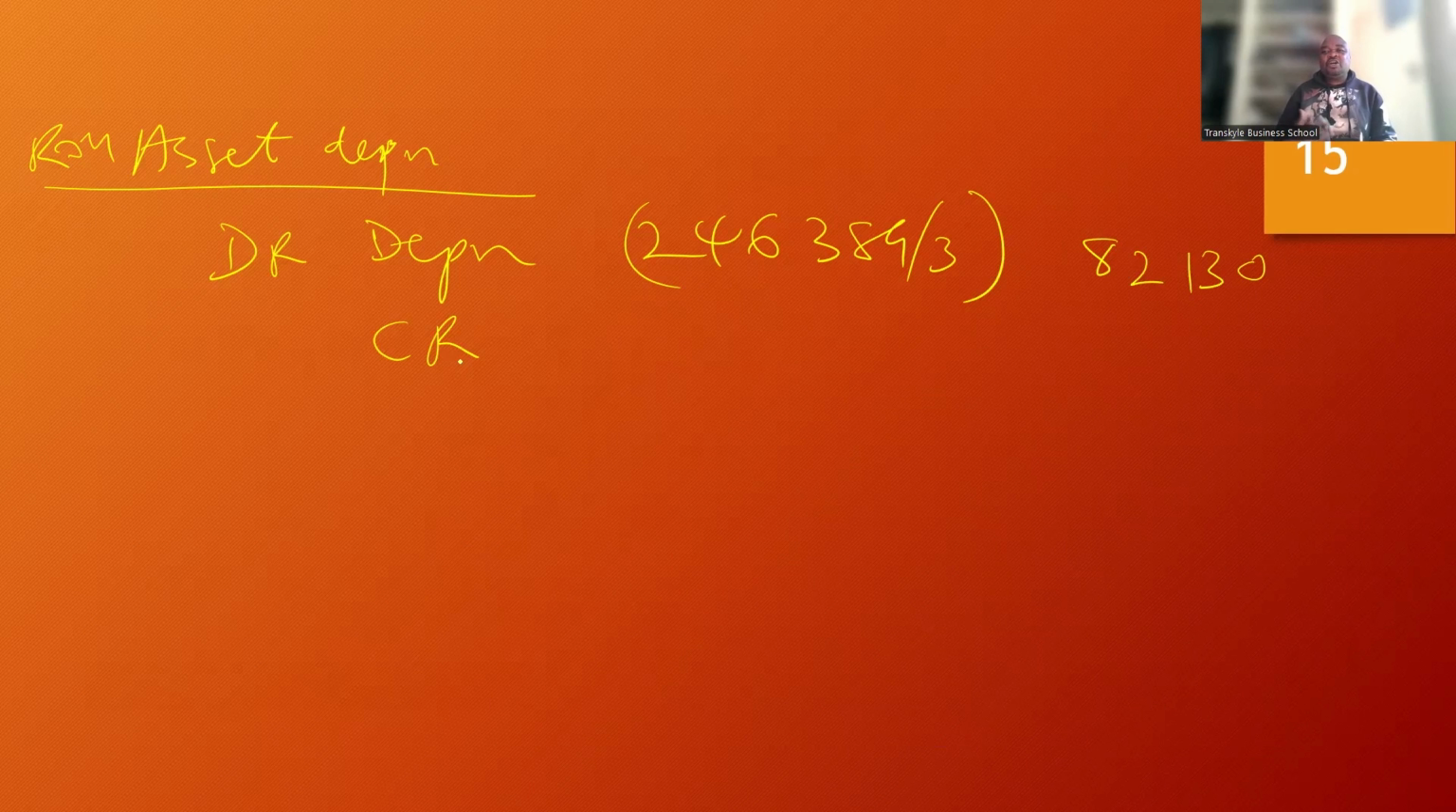Obviously, depreciation accumulates in the accumulated depreciation account. However, to be specific, in the SFP, the right-of-use asset is depreciating, isn't it? So it is also going to be reduced by the same amount. So we are crediting the right-of-use asset with the same amount.